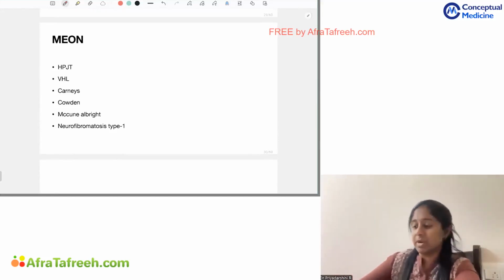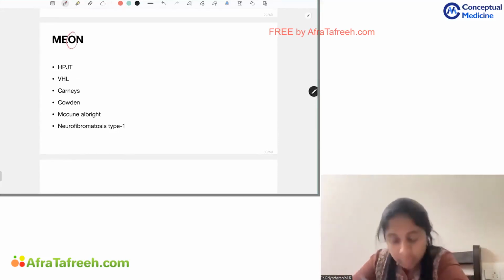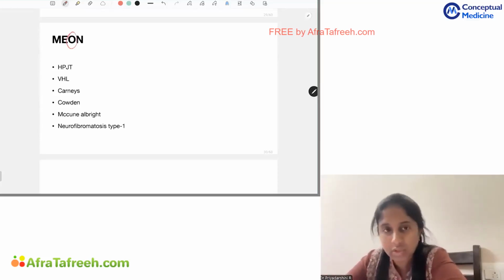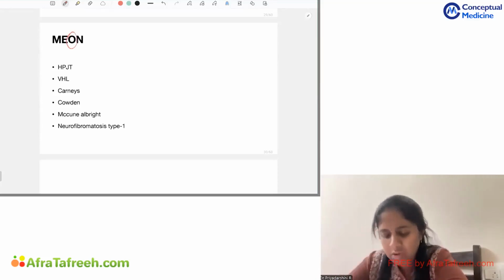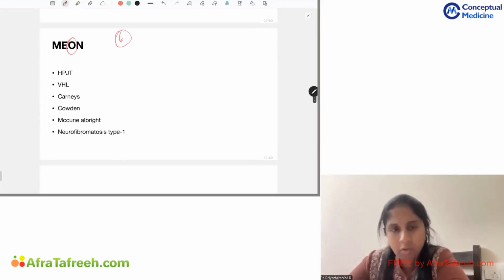So MEON is multiple endocrine and organ neoplasia. So along with endocrine tissues, you may also have other organs involved. So these are all the MEON syndromes. You have 6 common MEON syndromes.